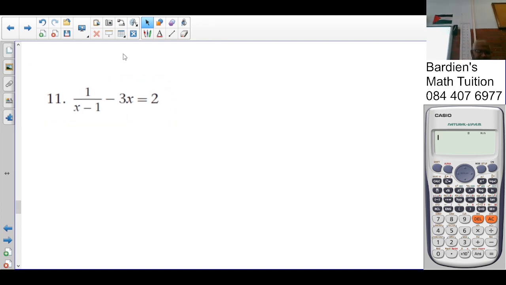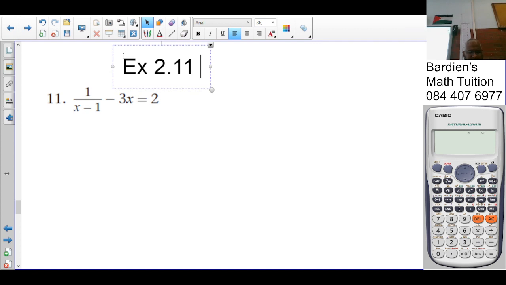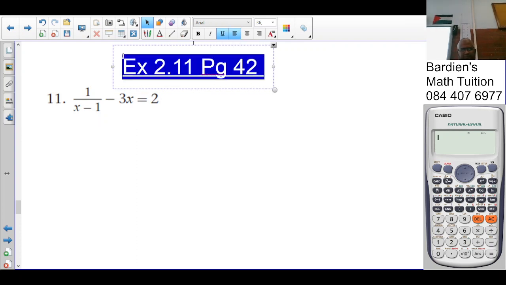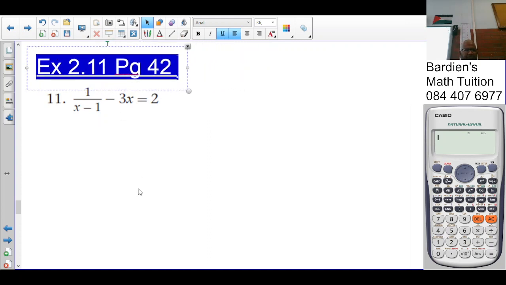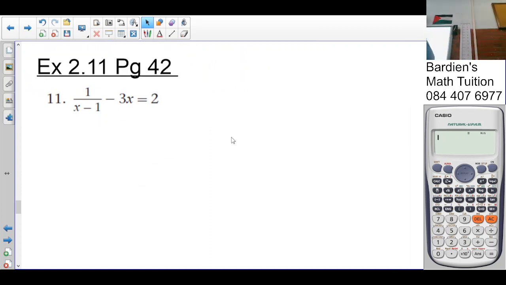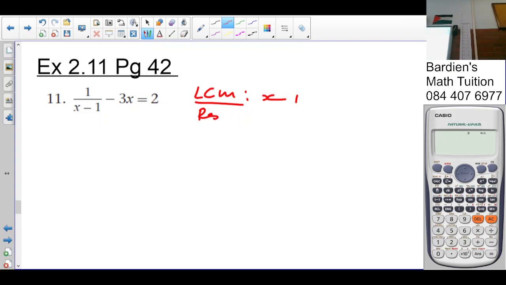So this is exercise 2.11, number, this is on page 42. Okay. So number 11, firstly, we're going to need to find the LCM. What's my LCM here? X minus 1. What's my restriction? X can never be equal to?